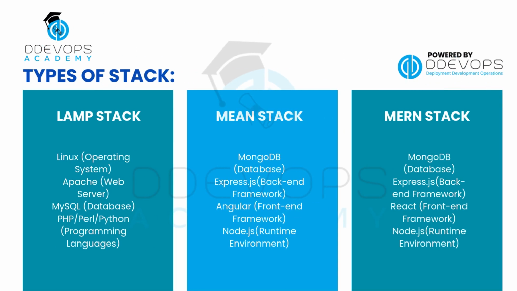We're exploring 3 popular web development stacks. The LAMP stack, a classic combination of Linux, Apache, MySQL, and PHP, Perl, or Python. It's widely used for traditional server-side applications. Next, the MEAN stack, MongoDB, Express.js, Angular, and Node.js. This full JavaScript stack is ideal for building dynamic single-page applications.